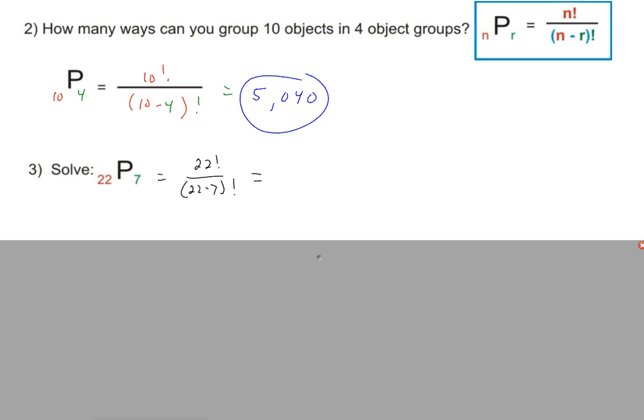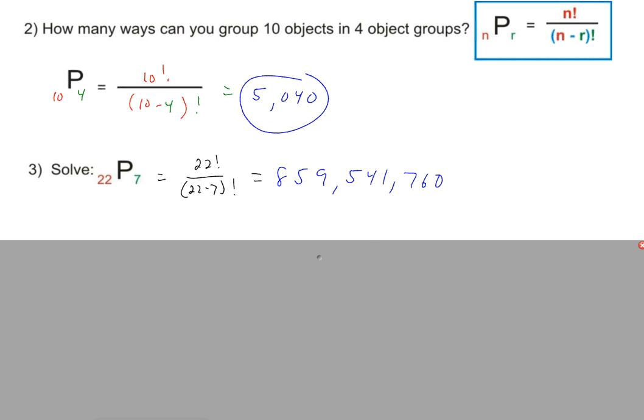Anybody have an answer yet? Emily, what do you got? Oh, wait a second. Who else? Luke, what do you got? Something's off on yours. Who else? Emily? 859,541,760. Correct. 859,541,760. You should be doing 22 factorial divided by 15 factorial.